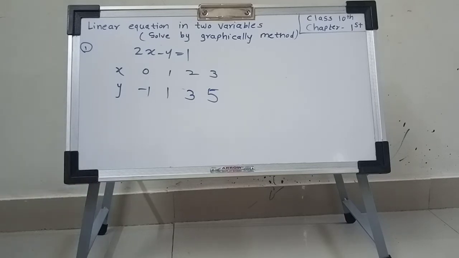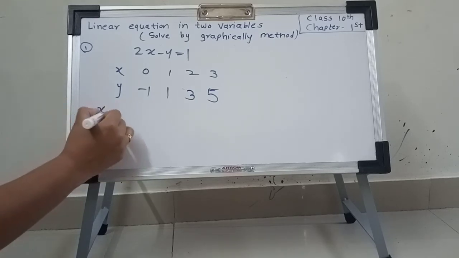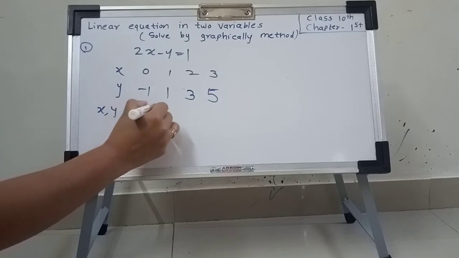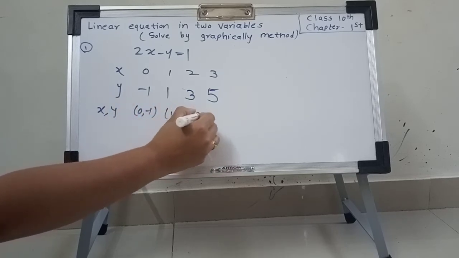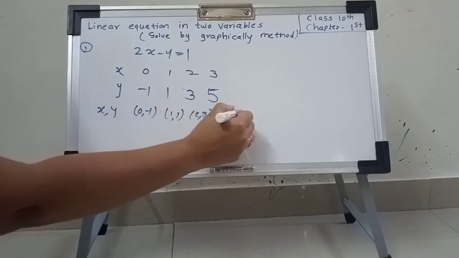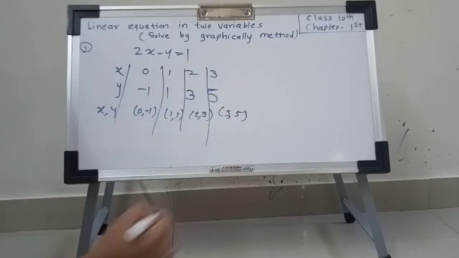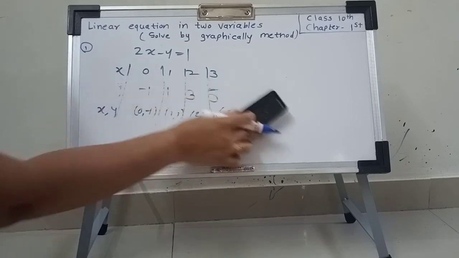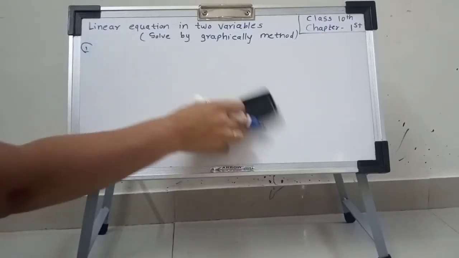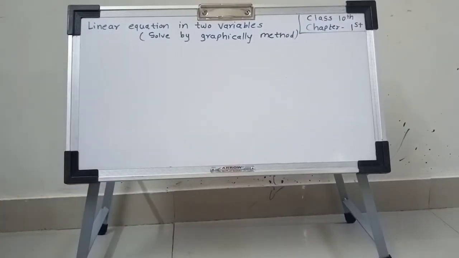Understand? When x is 0, y is minus 1. When x is 1, y is 1. When x is 2, y is 3. And when x is 3, y is 5. So the points are (0, minus 1), (1, 1), (2, 3) and (3, 5). These are the points to plot a graph. Now plot these points on the graph.